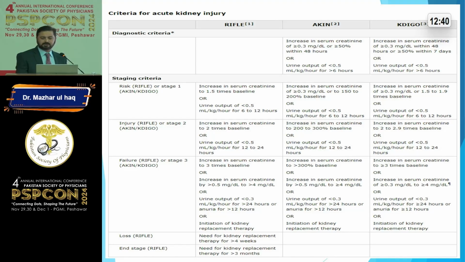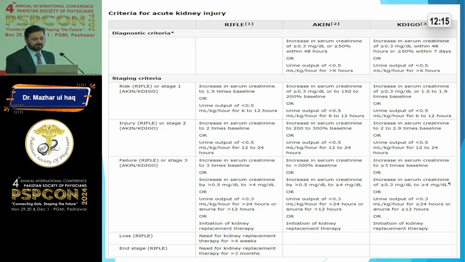According to them, it is a serum creatinine rise of more than 0.3 milligram per deciliter within 48 hours, or an increase of 50% within 7 days, or urine output of less than 0.5 ml per kg per hour for more than 6 hours. So it is mainly based on serum creatinine and urine output. If it meets the criteria, it means that the patient has AKI.